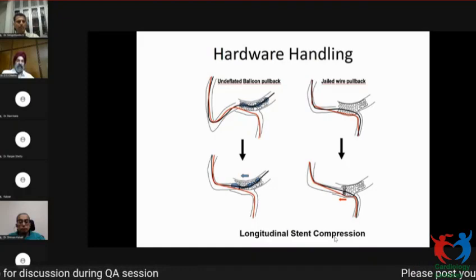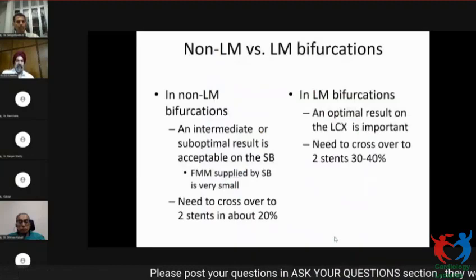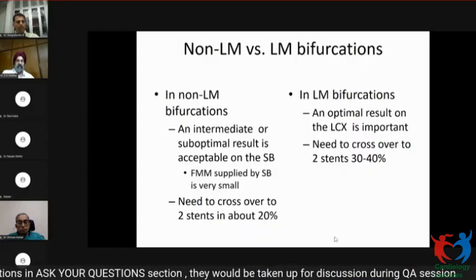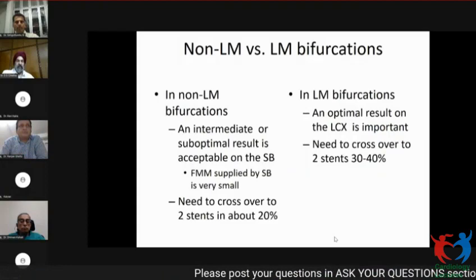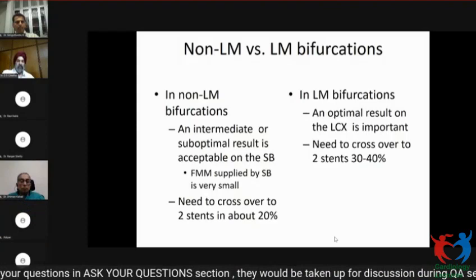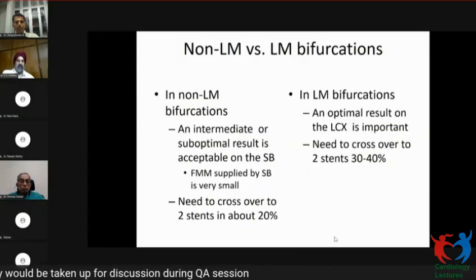Well, there is, of course, a difference between left main and non-left main, and left main bifurcations deserve more attention because suboptimal results are absolutely not acceptable. And this is one segment where you have a crossover of nearly 30 to 40%. So a bigger chunk of viable myocardium is being supplied by the left main segment. So one should be doing the left main segments more carefully.